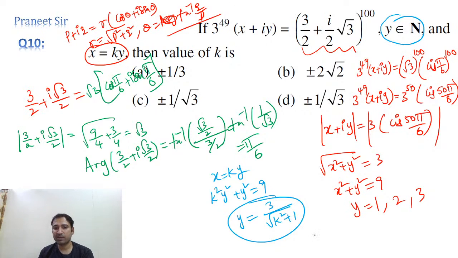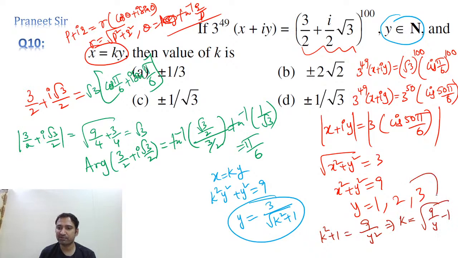Otherwise, you do one thing, you square it on both sides and calculate the k square value. So k square plus 1 is equal to 9 by y square. So from this, k is equal to square root of 9 by y square minus 1. And now you substitute y values here. If you substitute y equal to 1, how much do we get, guys? Plus or minus root 8 we get.